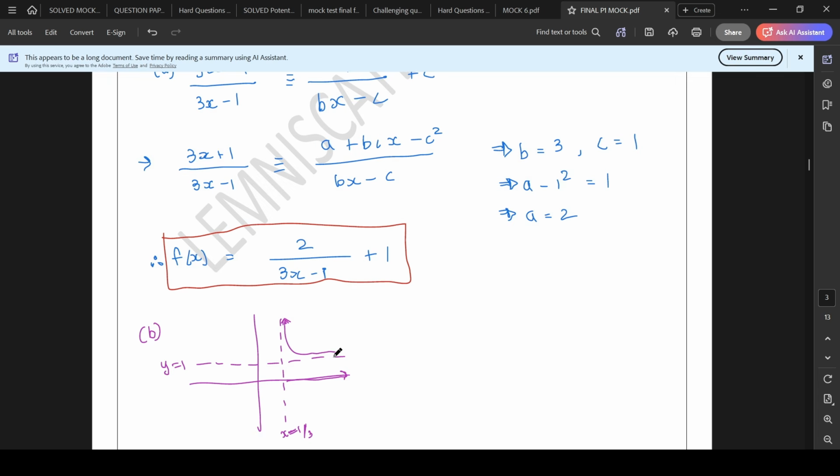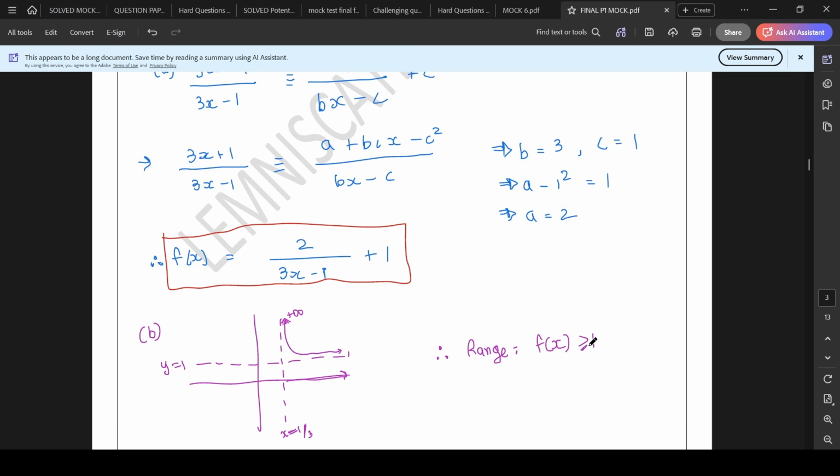So what are the output values over here? I can see that the minimum value that the graph can approach is y is equal to 1. This is 1. And it can go up to infinity. It can go up forever. Therefore, I can say that the range of function f of x is always going to be greater than 1. It goes from 1 to infinity.